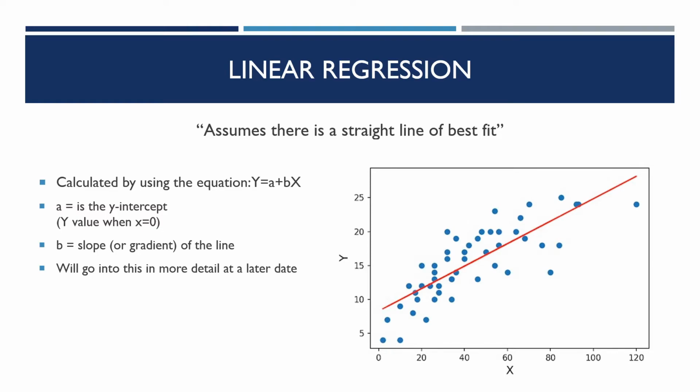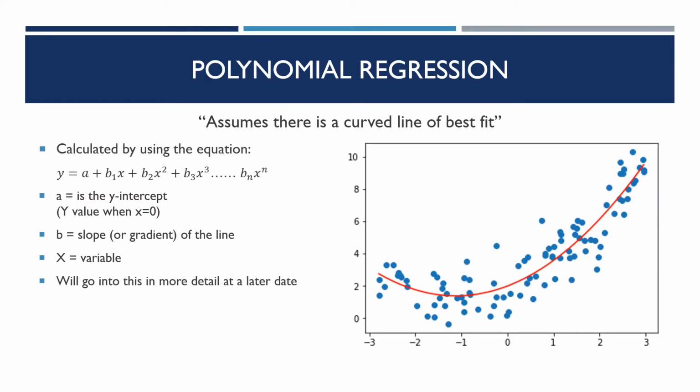For each of the 3 main types of regression that I'm going to go through, we'll have a part 1 of theory and a part 2 where we just model it in Python. The next one to talk about is polynomial regression. This assumes there's a curved line of best fit, unlike linear regression, which assumed a straight line of best fit. These lines of best fit are easier to see than you think, so don't worry if you think it's going to be curved when actually it's straight, or the other way around.